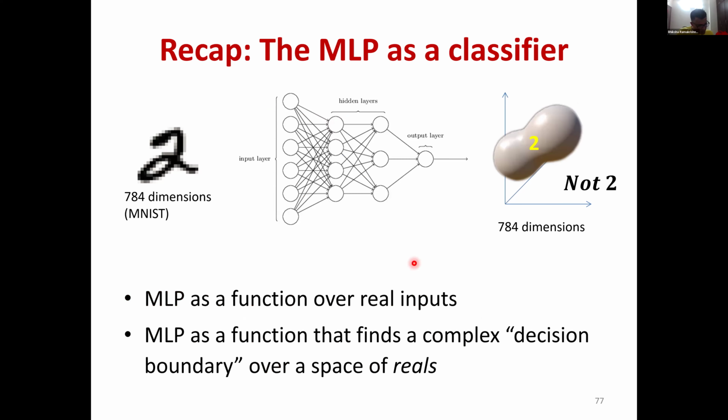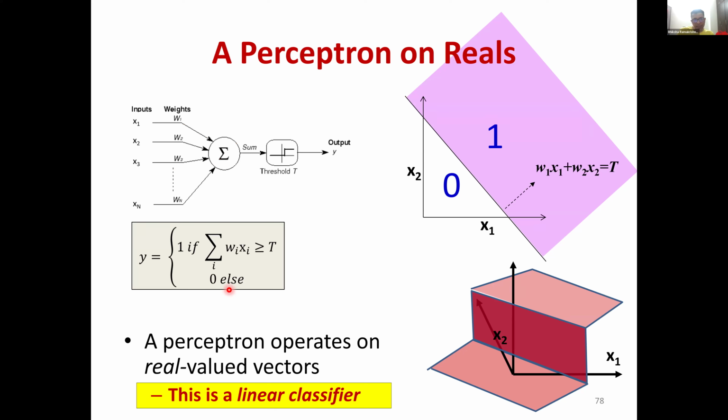Remember that MLPs in the end don't actually operate over Boolean variables. They operate over real inputs. And the MLP acts as a function that finds a complex decision boundary in the space of reals. We also saw in the last class that the perceptron with a threshold activation, which computes an affine term and then applies a threshold to it, basically computes a Heaviside step function. There's a linear boundary, and it's going to generate an output of 1 on one side of the boundary and a 0 on the other side. So this is the function it computes, right? We also call it a linear classifier because if you use 0 and 1 as class labels, the boundary between the two classes is linear.